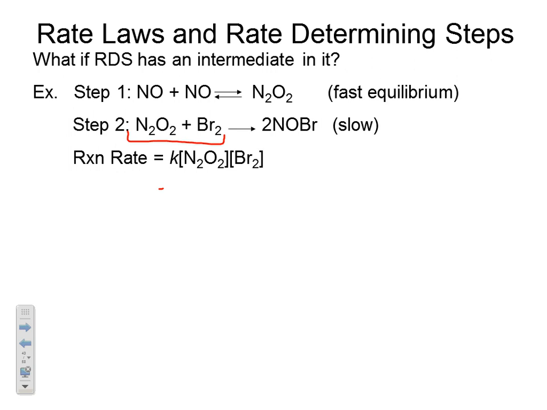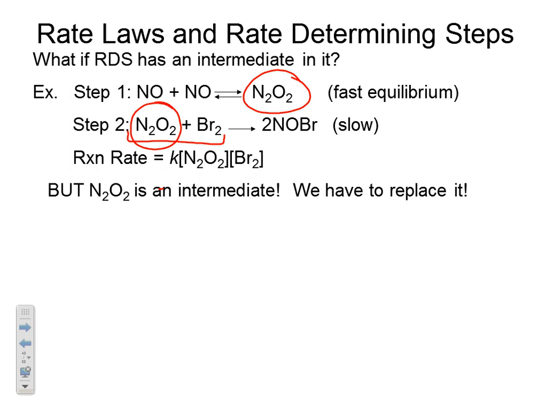But when you examine this, N2O2 is produced in the first step and consumed in the second step. That makes N2O2 an intermediate. One of the first things we learned in this unit was that rate laws have to be in terms of reactants. You cannot have a rate law that's in terms of products, and you absolutely cannot have a rate law that's in terms of an intermediate. It can only be in terms of reactants, not intermediates and not products. So that means that we have to replace the N2O2. We're going to replace it with what made it.